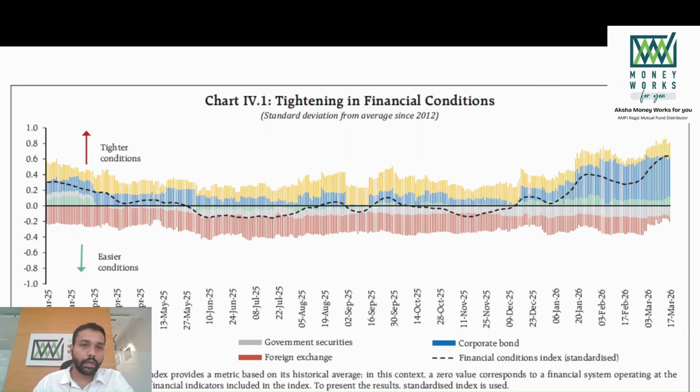This is the data for the last 1 year, and this is the data for financial conditions, the liquidity in the financial system in India. Currently we are at the tightest position compared to the last 1 year. So there is a bit of liquidity tightening. There is not much liquidity in the overall 1 year time frame.